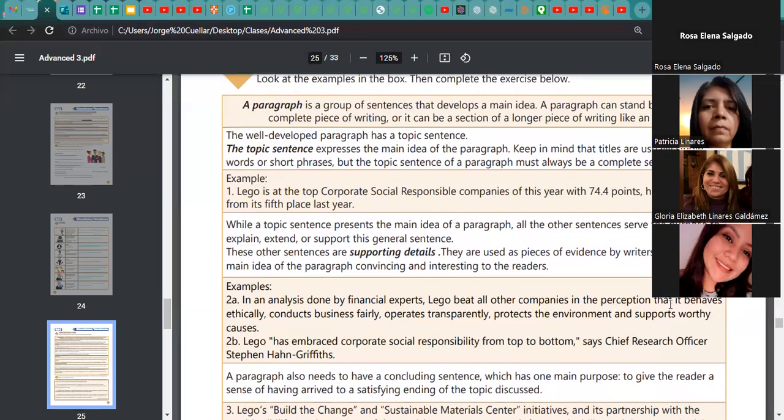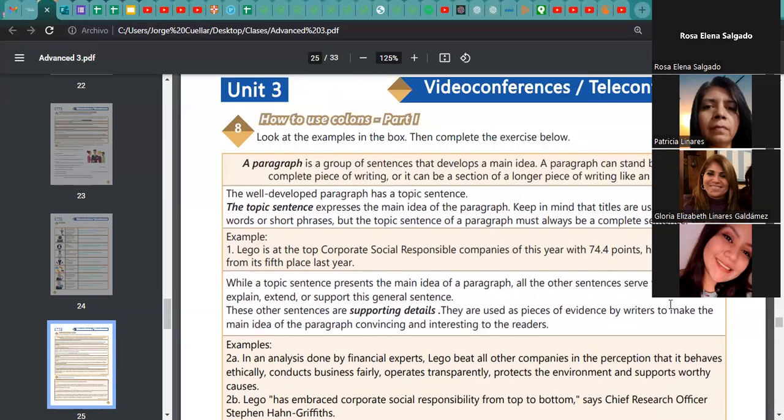Okay, so this class is a very important class because it's going to teach you how to write a paragraph. So the paragraph has different parts, and this is the way that you write an essay.